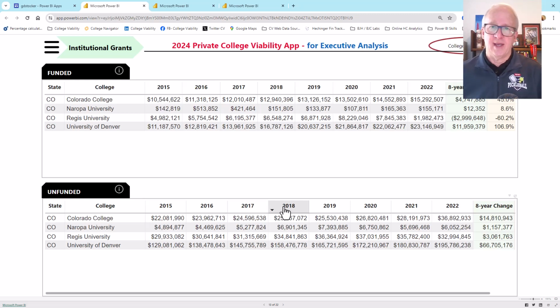They call it merit aid. They call it in many cases scholarships. And really what they are, you see in the bottom left, unfunded institutional grants. A quick look on the upper level. The funded institutional grants is, in 2022, Colorado College had 15 million and change. Regis had 2 million. University of Denver had 23 million.